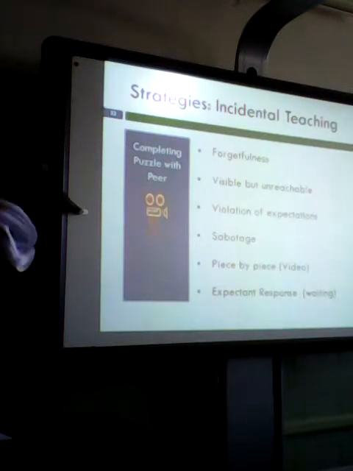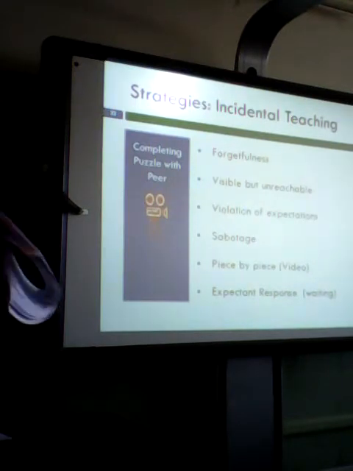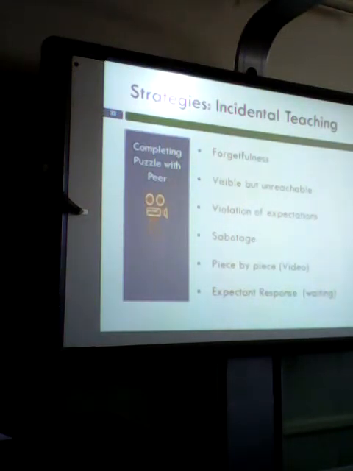Piece by piece. So if a child is sitting at a table completing a puzzle, however, a peer has all of the puzzle pieces, the child must ask the peer or the adult for more in order to complete the puzzle. And so we're going to see this in the video. And then we have the expected response, or waiting for that. So just waiting for their response.